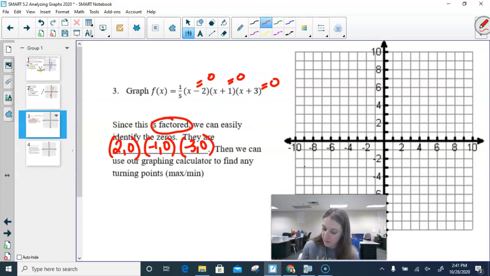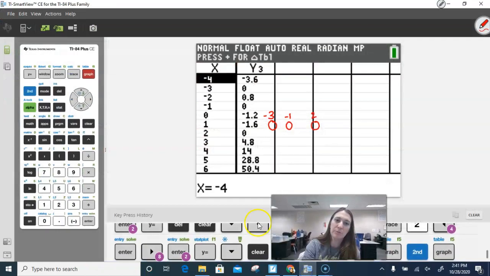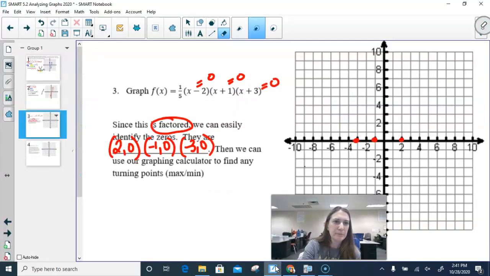Okie dokie. Well, I can graph that, maybe. -3, -1, and 2. All right. So on my calculator, they want me to find, ooh, it's not an eraser. There we go. What do they want? Oh, nothing.